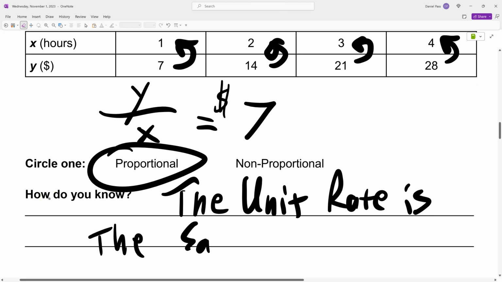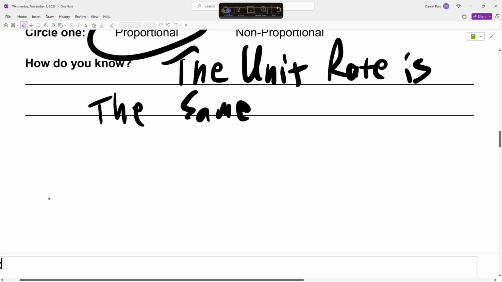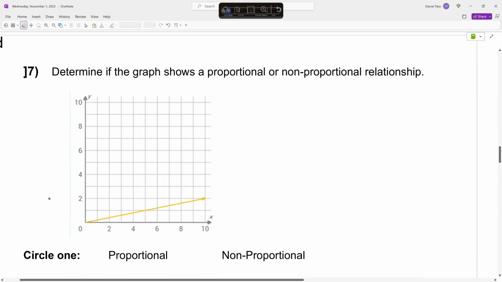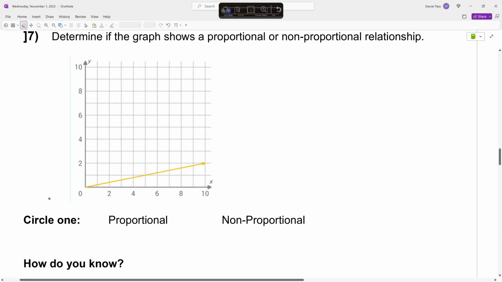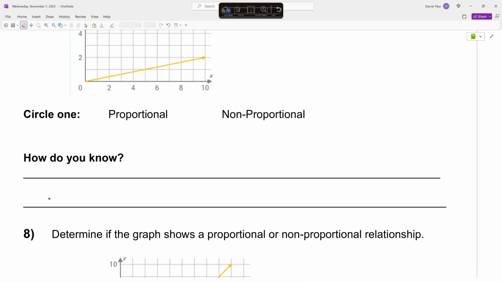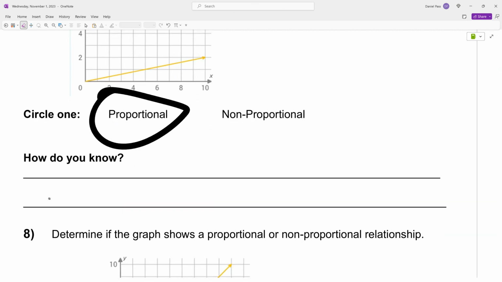Okay. Now we're kind of running out of time, so we gotta go quick. All right, number 7. Let's hear it for Raiden. All right, Raiden. Is number 7 proportional? Yes. Do we all agree? Yeah. Why? Because 2 things.